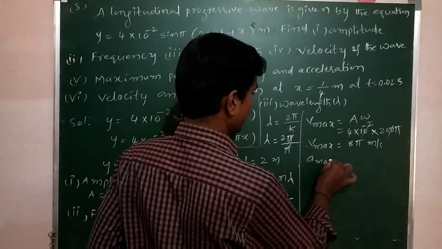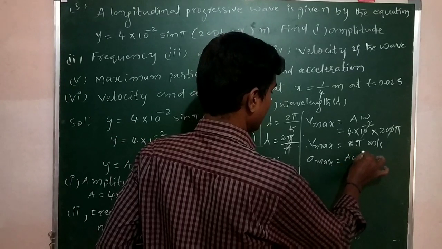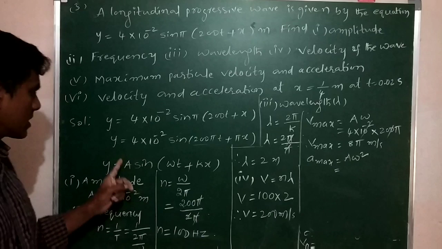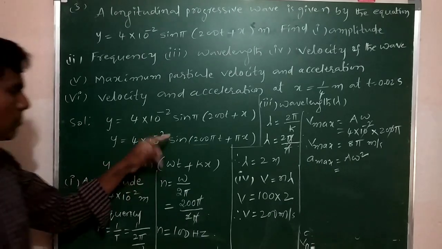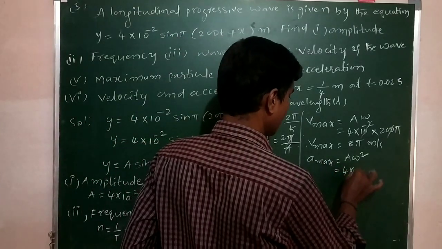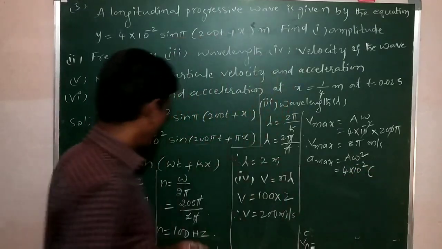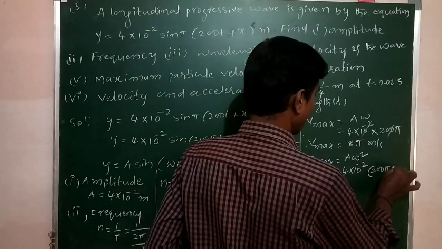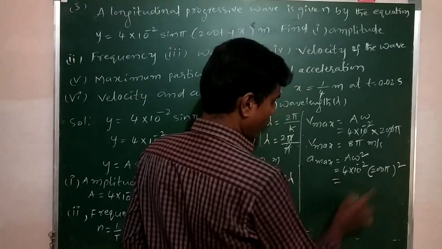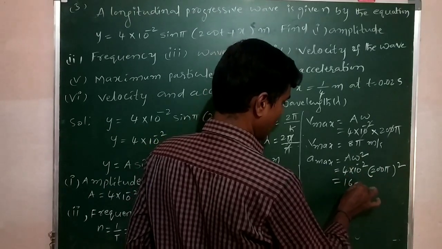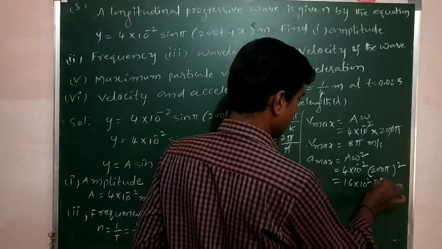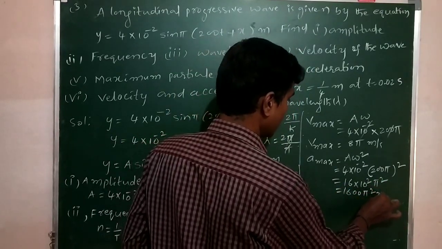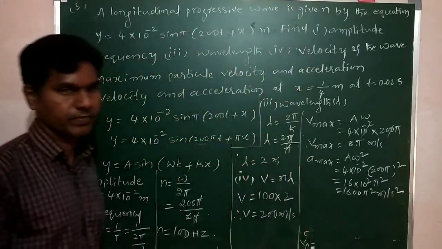Maximum acceleration is A omega square. So what is A value here? 4 into 10 power minus 2. Omega is 200 pi. 200 pi whole square. Finally, it is 4 into 4 is 16 into 10 square pi square, that is 1600 pi square meters per second square.